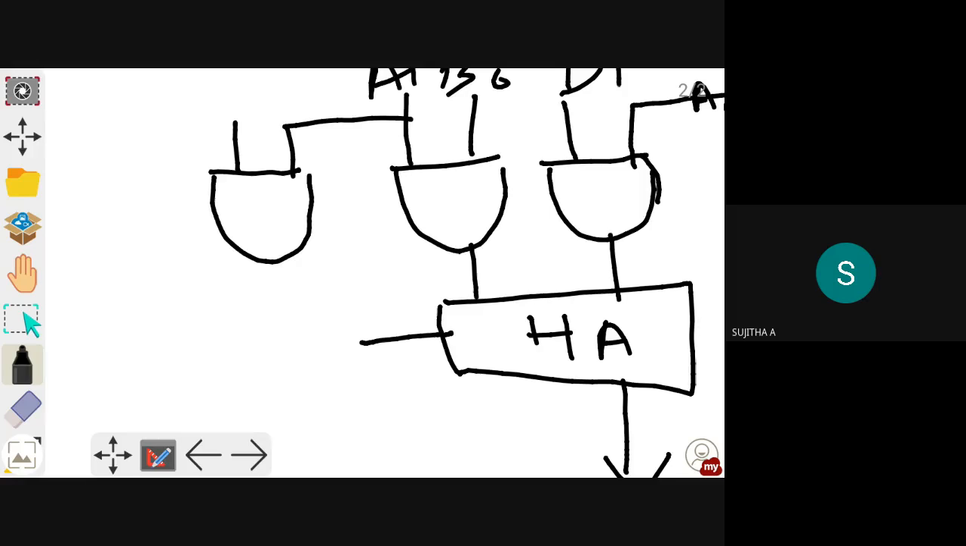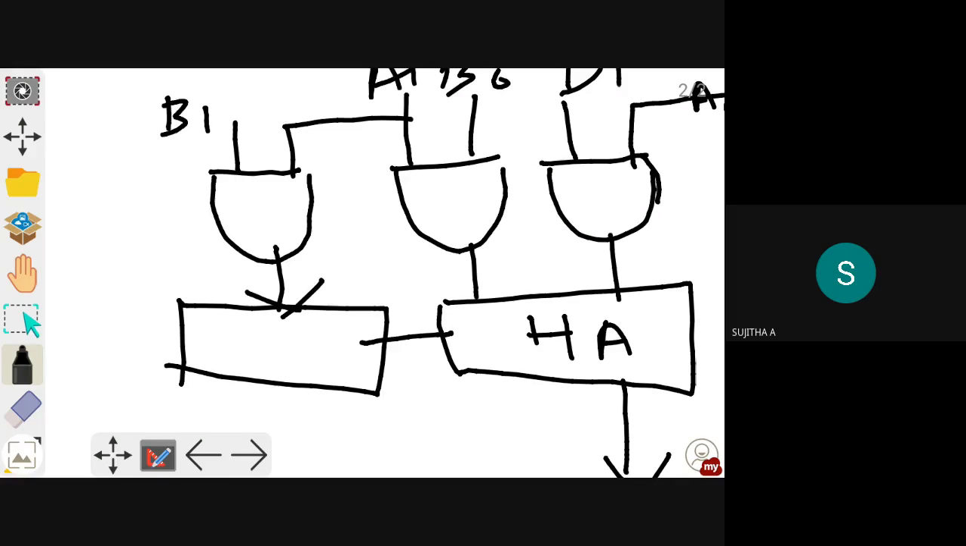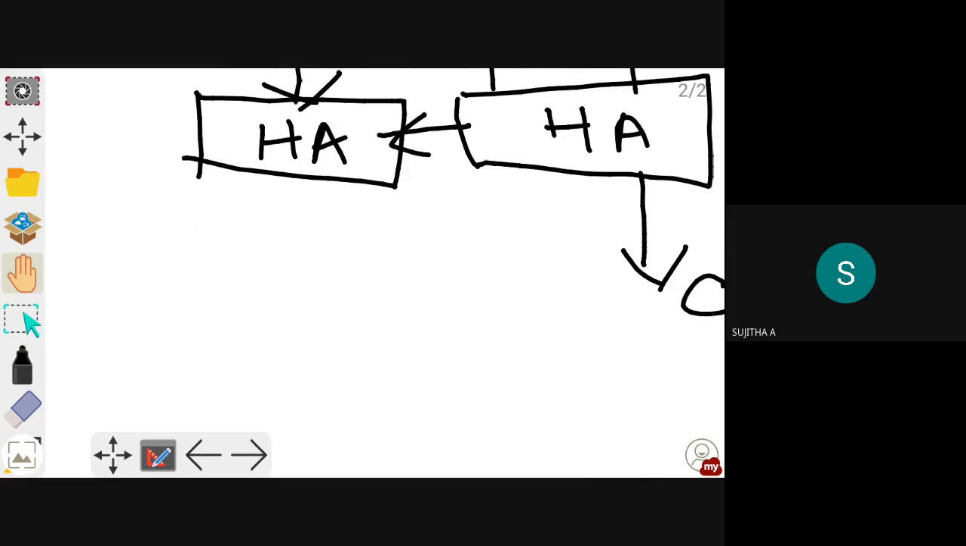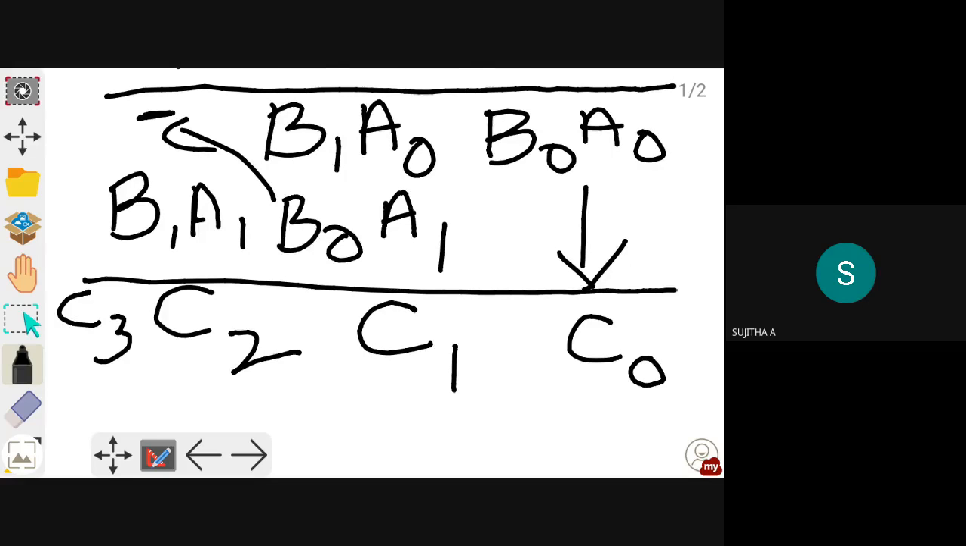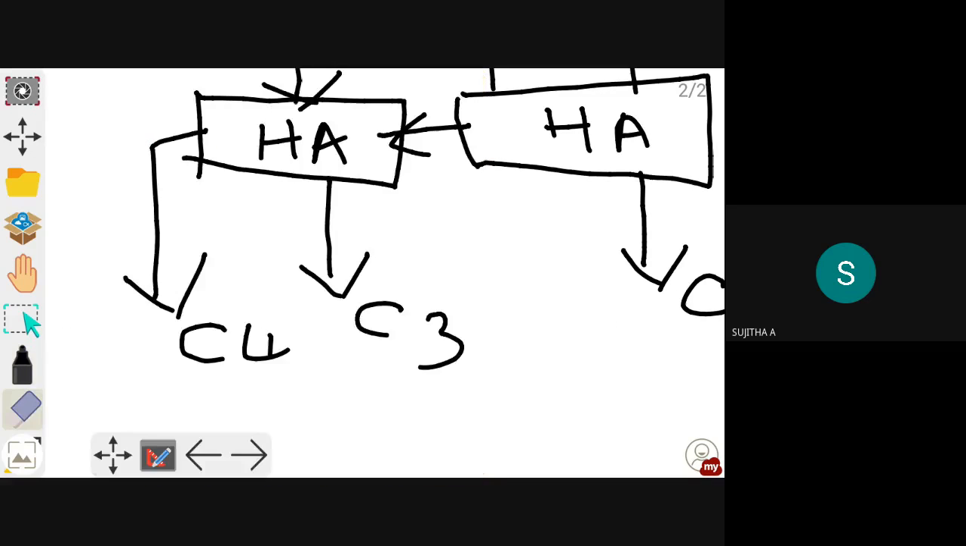A1 and then B1 should be given to a half adder. The carry of this first half adder should be given to the input of the second half adder. So you get two inputs, and your output will be C3 and the carry output will be C4. Sorry, C2 and C3. C2 and C3. So is it clear?